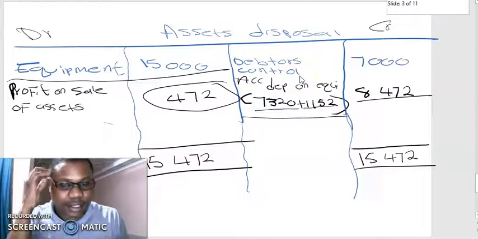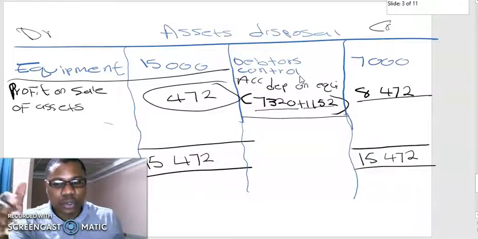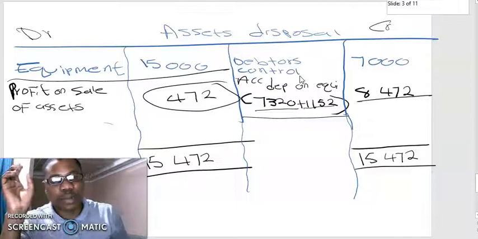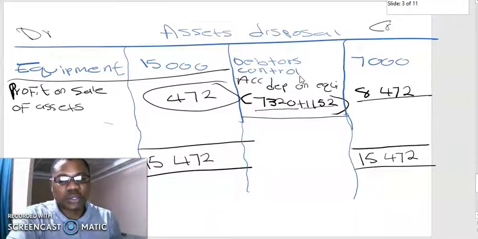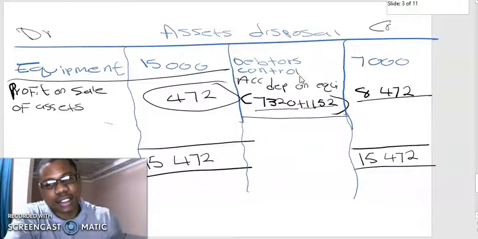Alright guys, this is part 2 of the fixed asset. This is where I left off. We concluded by doing the asset disposal, so now we're going to continue and do the fixed asset. This won't take us a long time, guys. We just want to do it quickly, then we're done.